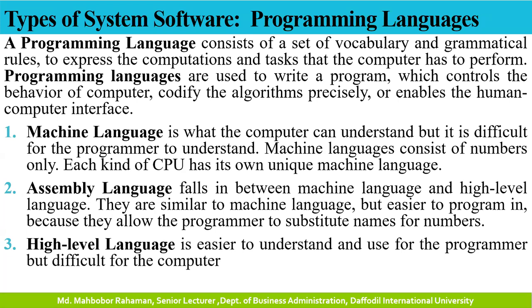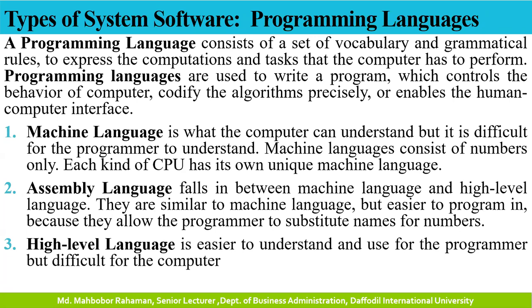Mainly, programming language is also one kind of system software. A programming language consists of a set of vocabulary and grammatical rules to express the computations and tasks that a computer has to perform. A programming language is used to write a program which controls the behavior of the computer, codifies the algorithms precisely, and enables the human-computer interface.